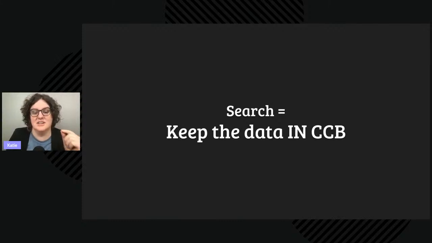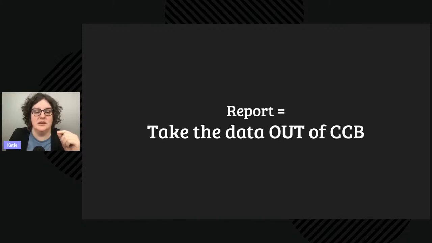So search is keeping data in CCB, and a report is when you want to take it out. So you want to schedule that report to be sent to a group of people on a weekly, monthly, or yearly basis, or you want an Excel spreadsheet of the data, a CSV file, if you're taking that list into an email service like MailChimp or ActiveCampaign, one of those.